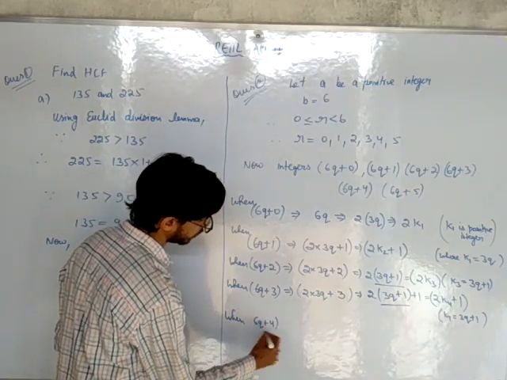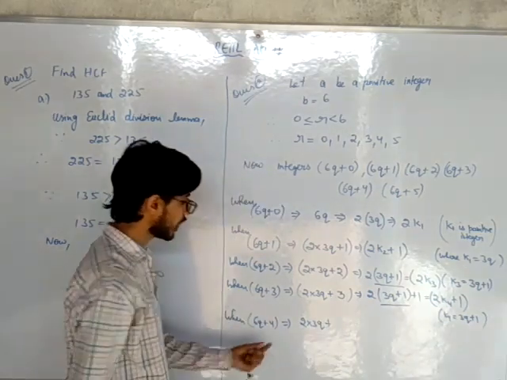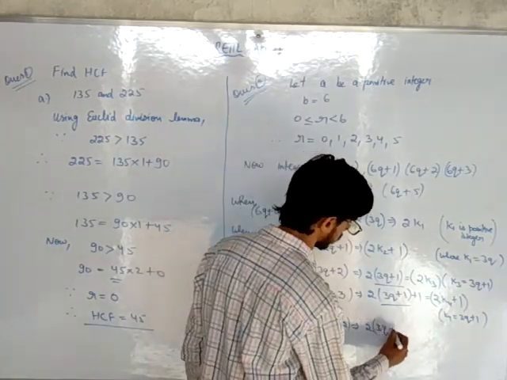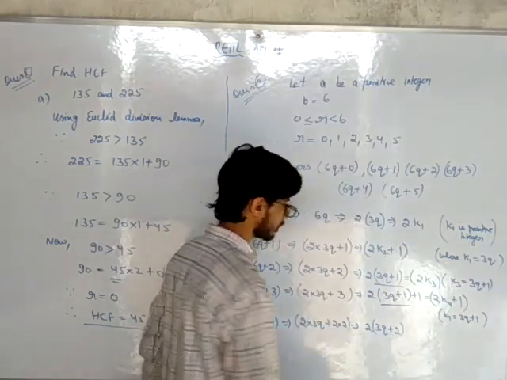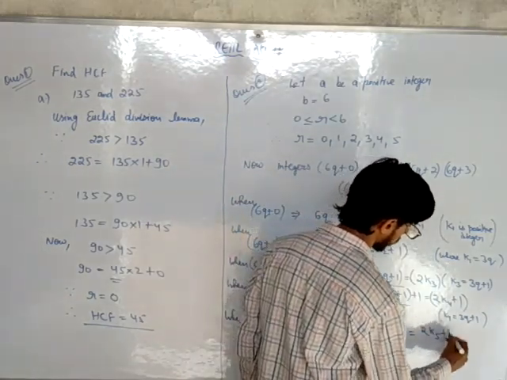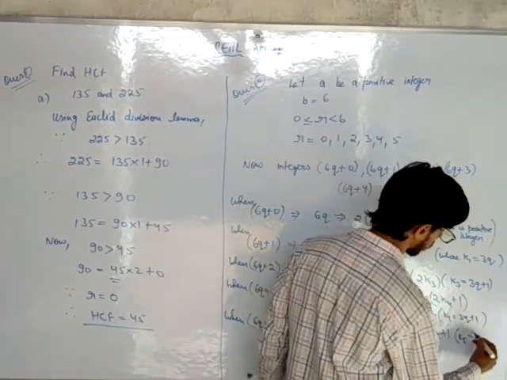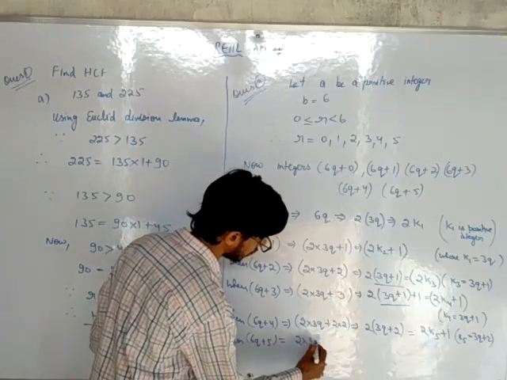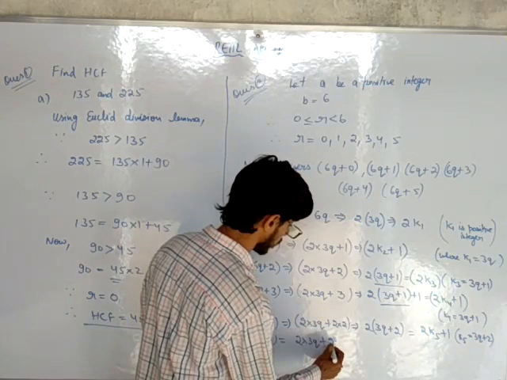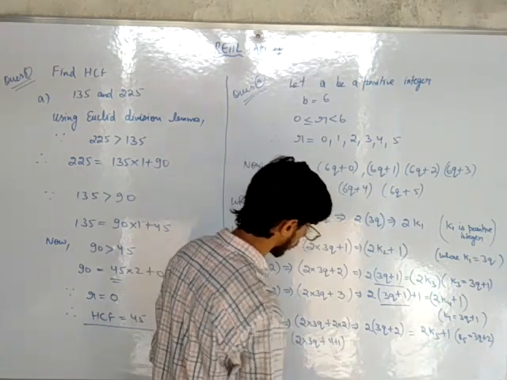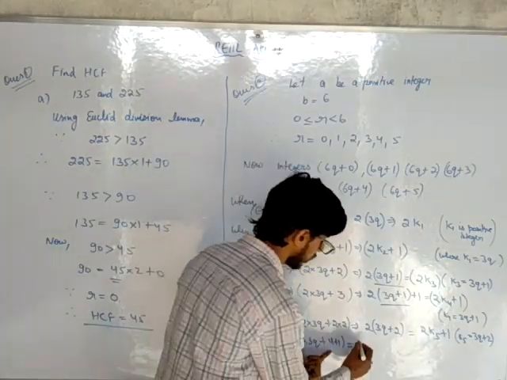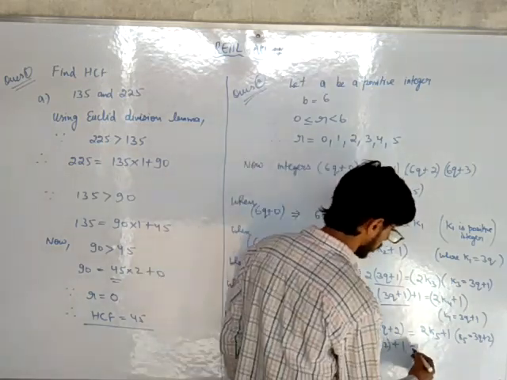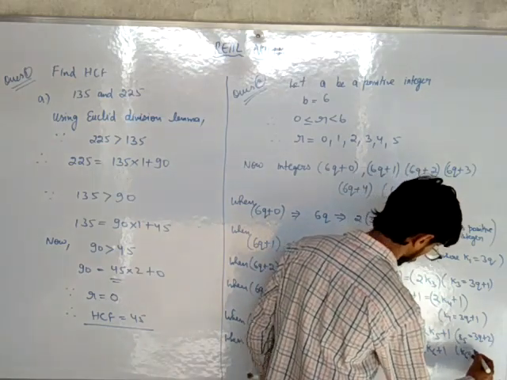When 6q plus 4, you can write 2 into 3q plus 2 into 2. Again 2 common, inside will be 3q plus 2. You can check 2 3 is 6q plus 4. Again you can write 2k5, where k5 is equal to 3q plus 2. At last, when 6q plus 5, you can write 2 into 3q plus 4 plus 1. Again take 2 common, so inside will be 3q plus 2, outside 1. 2 3 is 6q plus 4 plus 1, 5. Again it is of the form 2k6 plus 1, where k6 equal to 3q plus 2.